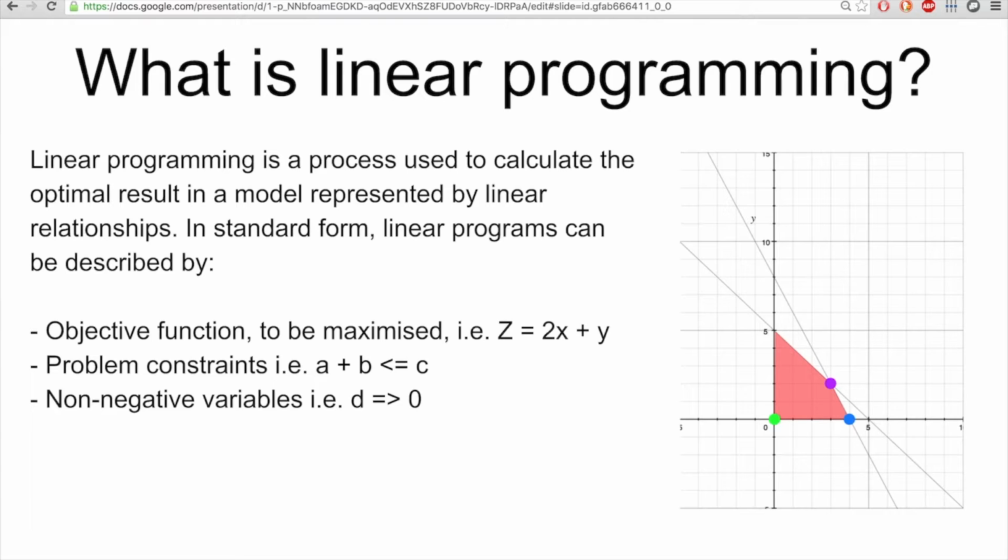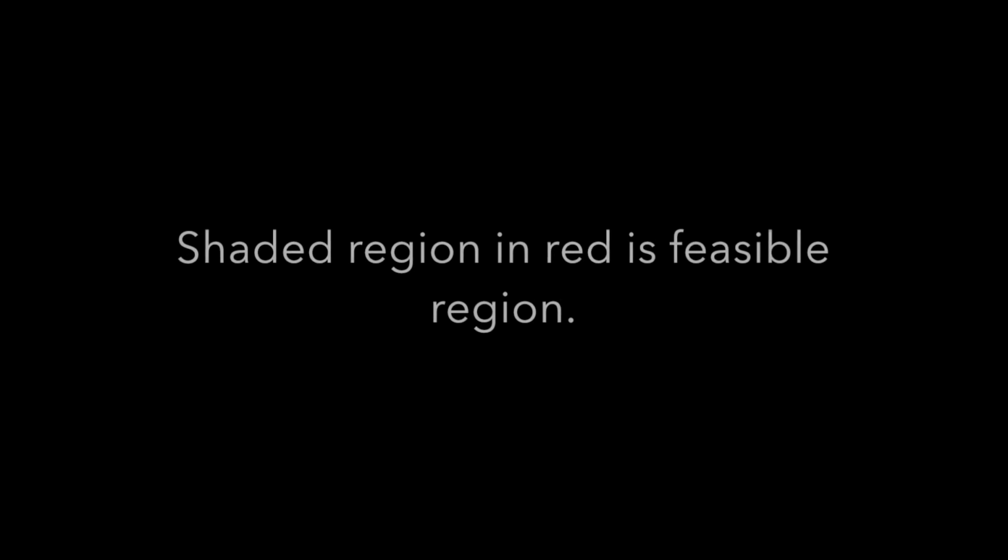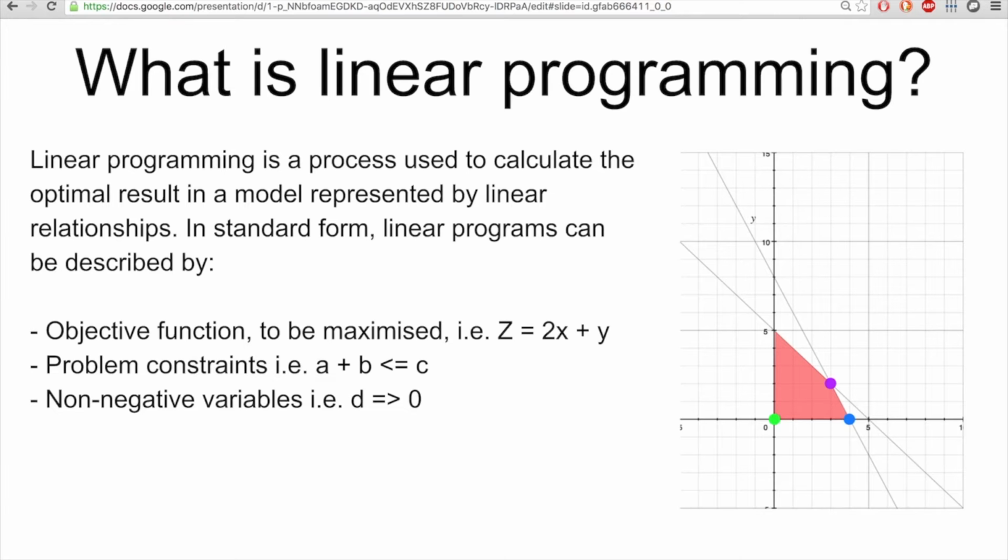To solve linear programming problems, we can graphically represent the linear equations to obtain a feasible region, as seen on the graph on the right. The shaded region in red is the feasible region. The optimal solution for the problem will occur on some boundary of the feasible region, which in the graph is between the axis and the linear equations. The maximal value will occur at a vertex of the feasible region, where the lines intersect, marked here by the purple dot.